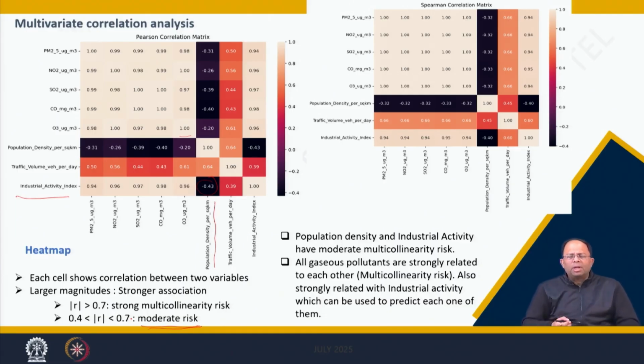So because it is borderline, I can keep it in the model, but if I feel it is not suitable, I can even remove it, right? Now same goes for correlation analysis and Spearman analysis, right?